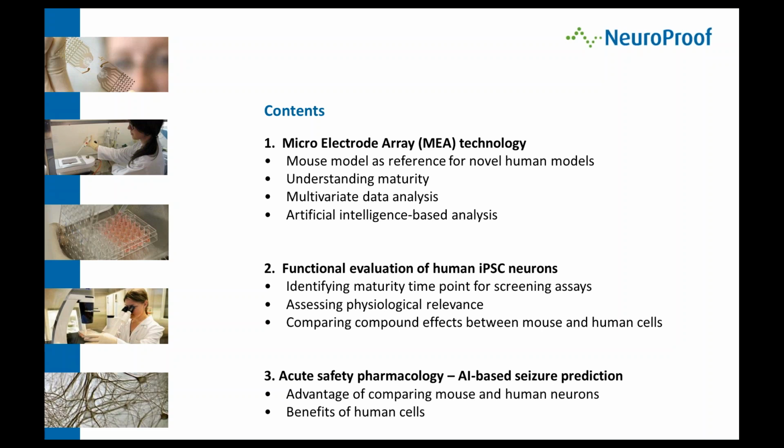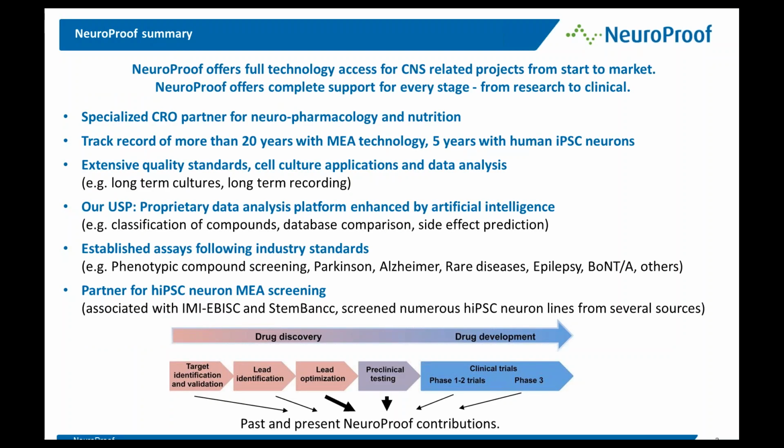So it's a twofold presentation today, coming from the mouse as the reference model to the advantages of novel human iPS cells. Now, some words on Neuroproof. We are a CRO, contract research organization, concentrating on CNS-related projects, and doing this as a service for neuropharmacology and pharma companies and on nutrition. More than 20 years with this MEA technology is what we work on, and for 5 years in iPS neurons. We have extensive quality standards, since we have high culture application and data analysis here.